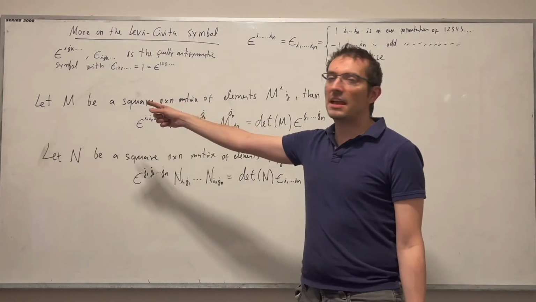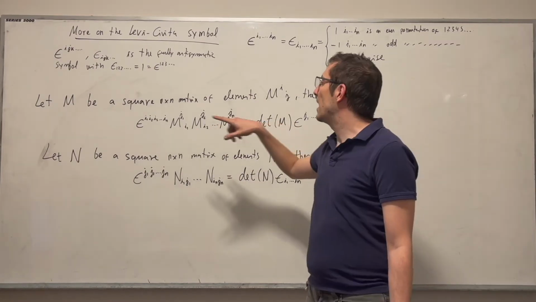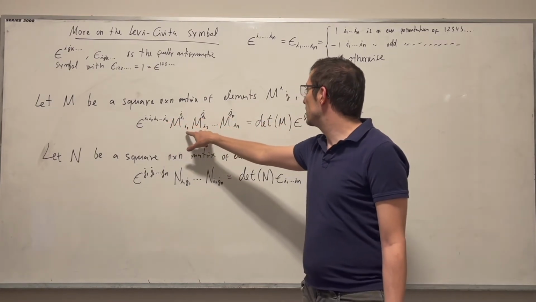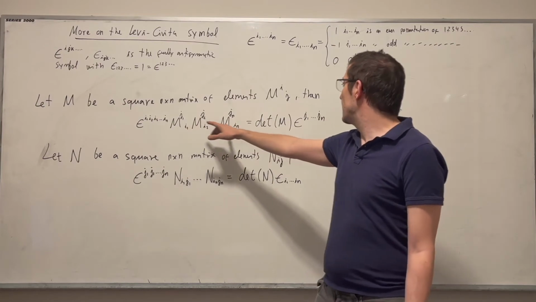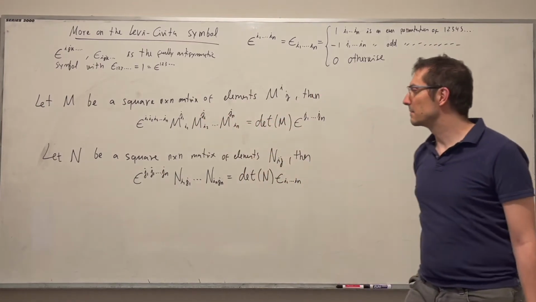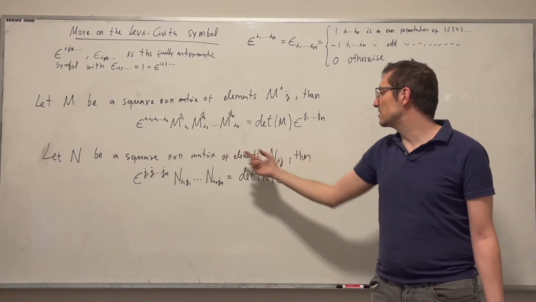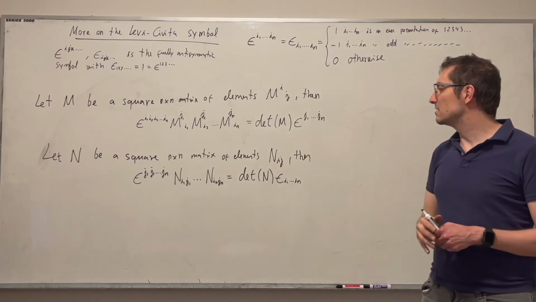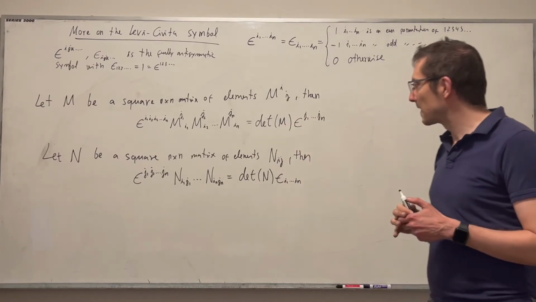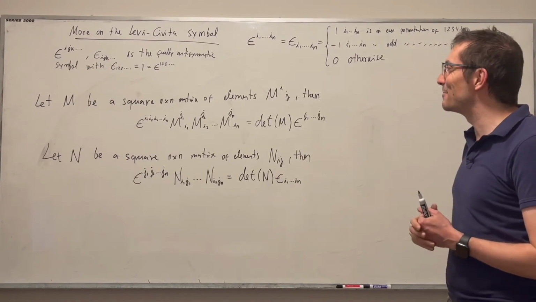So we have the M matrix as we had before. This identity is also true, in which I contract the fully antisymmetric symbol with n copies of the matrix like this, and then I obtain the determinant times the fully antisymmetric symbol with the free indices. And here's the version where the two indices are downstairs. If the matrix elements are nij, this is the same version of this equality. This is something that you can prove. Here's another problem for you.